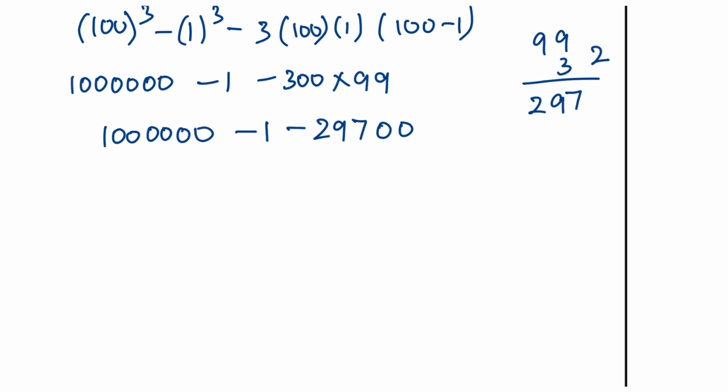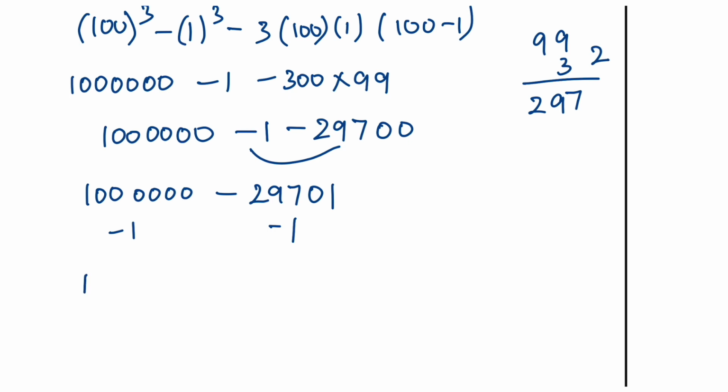You're going to find the value of this and that is going to give you the answer. First let us add these two numbers. So it's 1000000 minus 29701. Now instead of doing this subtraction, which involves a lot of borrowing, there is a trick. We have already seen this in an example question. We're going to subtract 1 from here and 1 from here. If you subtract 1 from here, it would become 999999, and if you subtract 1 from here, it would be 29700.